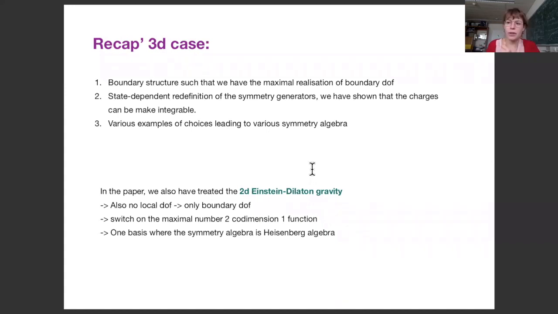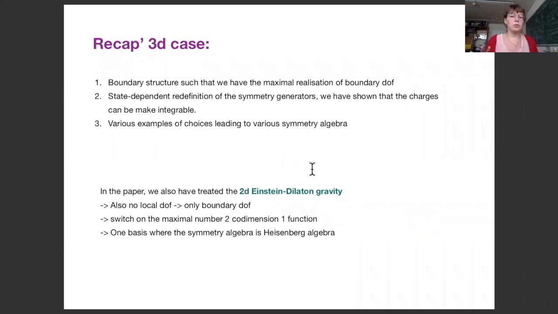Okay. So just to recap the first part of the talk, I showed you a boundary structure in which you can realize the maximal number of boundary degrees of freedom, I showed you this state-dependent redefinition of symmetry generators, while you can show that the charges are intrinsically integrable. And I gave you 2 examples of different symmetry algebras that you can reach. In the paper as well, you can find the case of 2D Einstein dilaton gravity. I didn't present it here because it was the same philosophy: you have no local degrees of freedom in that setup, so you also expect to only have boundary degrees of freedom. We have switched on the maximal number of them, which is the number of codimension 1 functions. And one of the bases that we found is this fundamental basis, the Heisenberg algebra, because you are only in 2 dimensions, so you have just that part.